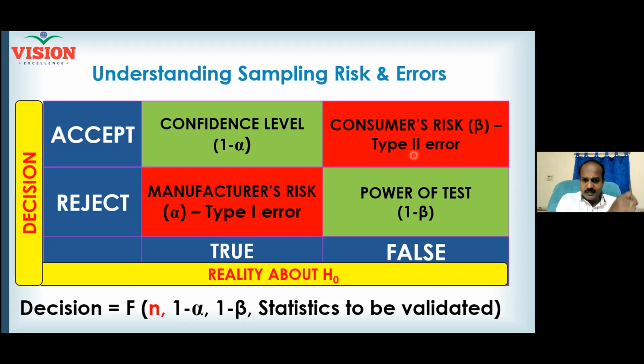You can declare in your report that the level of significance is 5%, or that the level of significance is 10%. When you declare level of significance as 5%, it indirectly means your confidence level in the conclusion is 95%. When you declare level of significance as 1%, what is the confidence level? 99. When you declare level of significance as 10%, confidence level is 90%.